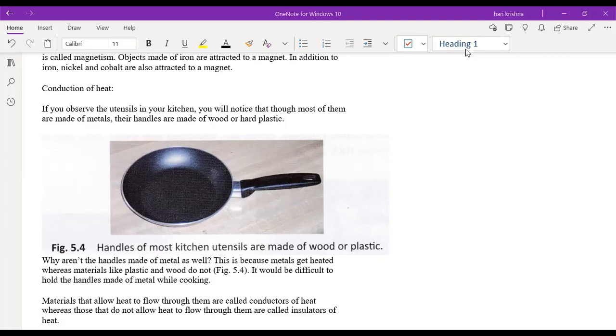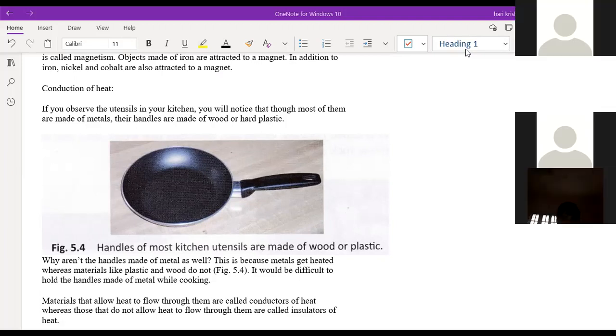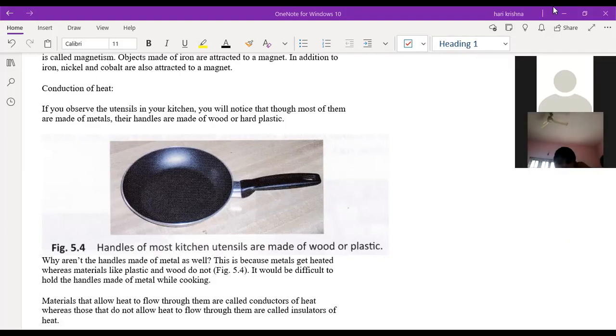Everyone turn on your cam. Sriharsha. Good. Sriharsha, unmute yourself. Sriharsha, unmute yourself. Sir, yeah.